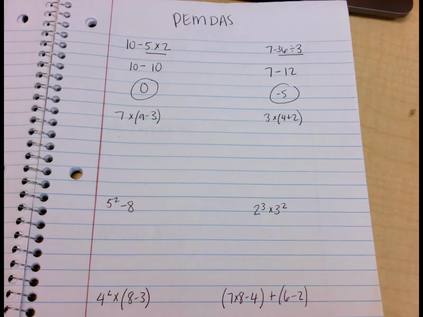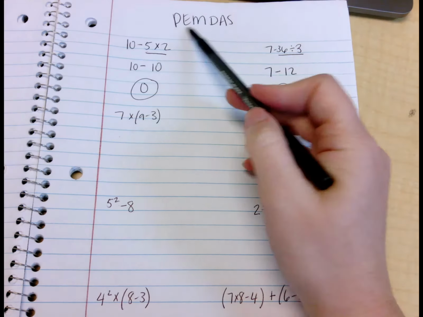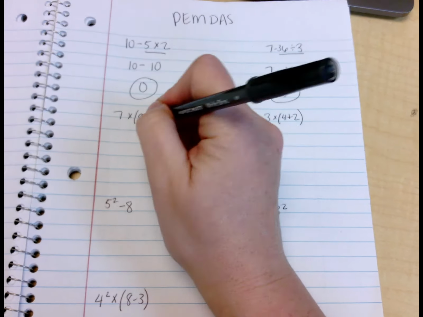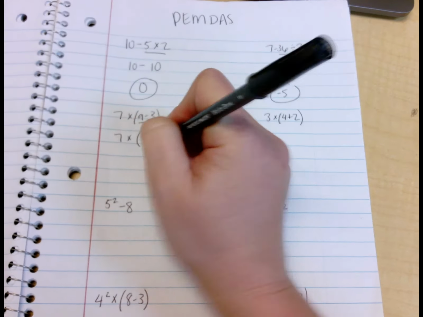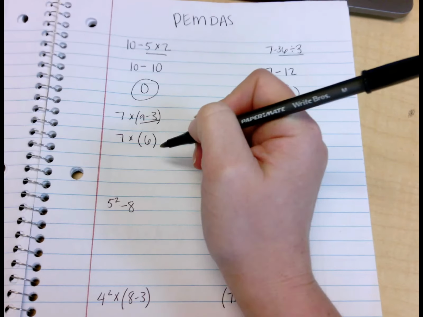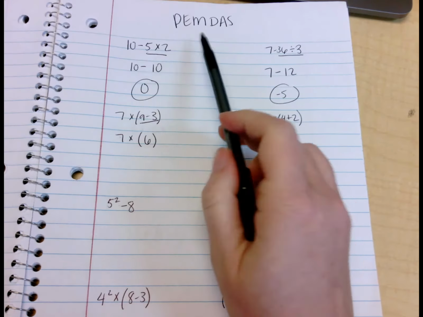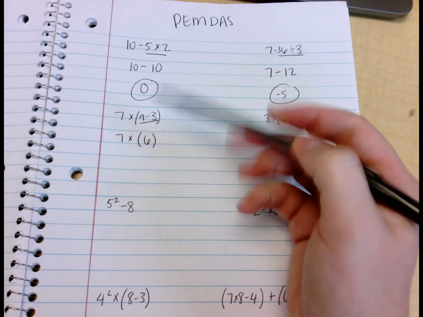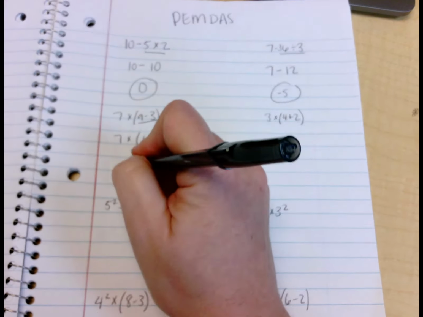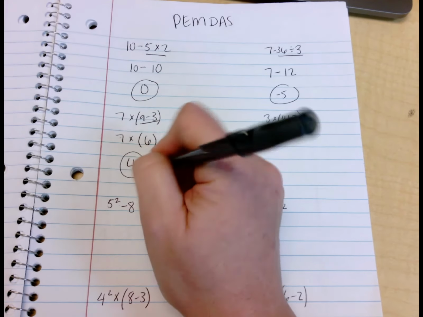Okay. All right, the next problem, parentheses. We do have parentheses this time, so we're going to go ahead and do the 9 minus 3. So 7 times, and then in parentheses, 9 minus 3 is 6. Okay, and now we move on. We have no exponents, but we do have multiplication, so we'll go ahead and take care of the multiplication. And 7 times 6 is 42.